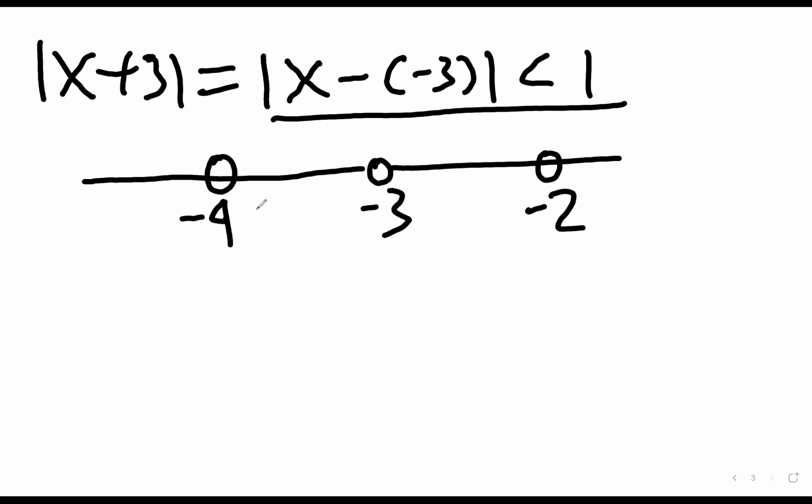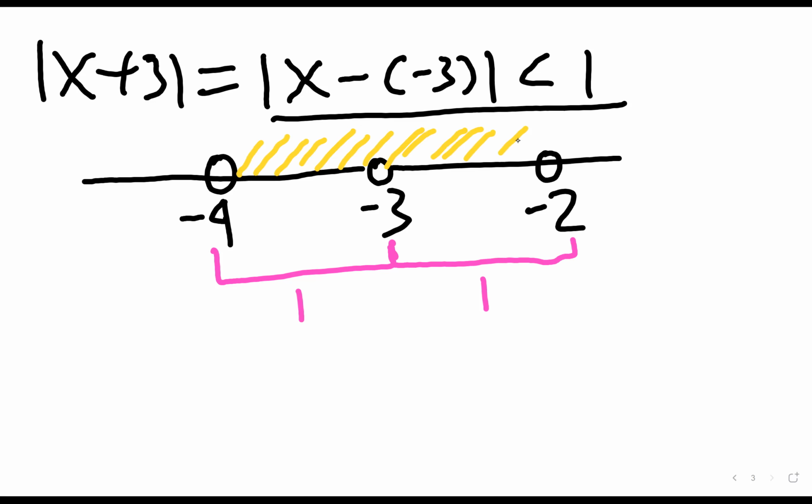So you see that the distance now between minus 4 and minus 3 is 1, and similarly the distance between minus 3 and minus 2 is also 1. So if the distance is less than 1, the solution set will be in this region. Okay, the solution set will be the set of numbers between minus 4 and minus 2, or simply just write it as the open interval minus 4 comma minus 2. Okay, I hope that it is clear.